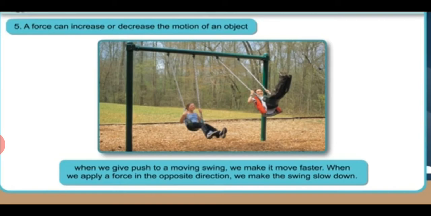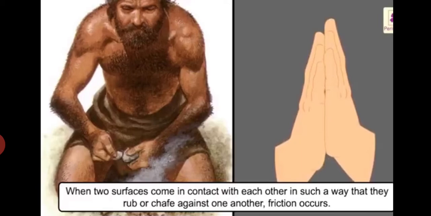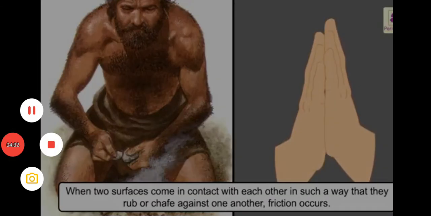Our next topic is force of friction. So, what is friction? Friction means to rub. When two surfaces come in contact with each other in such a way that they rub or shake against one another, friction occurs. That means the force of friction is the force that exists between two surfaces in contact and always opposes the motion of one surface over the other.